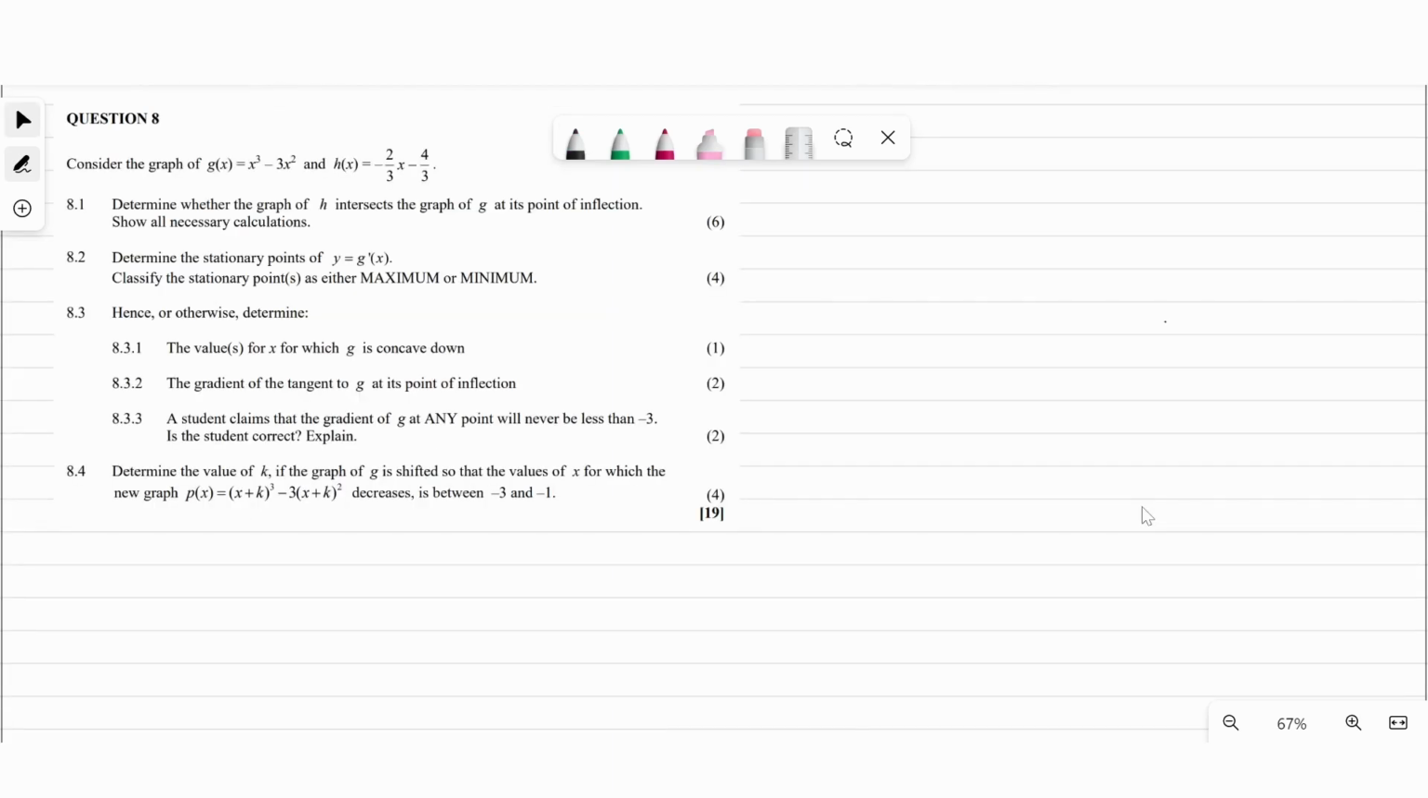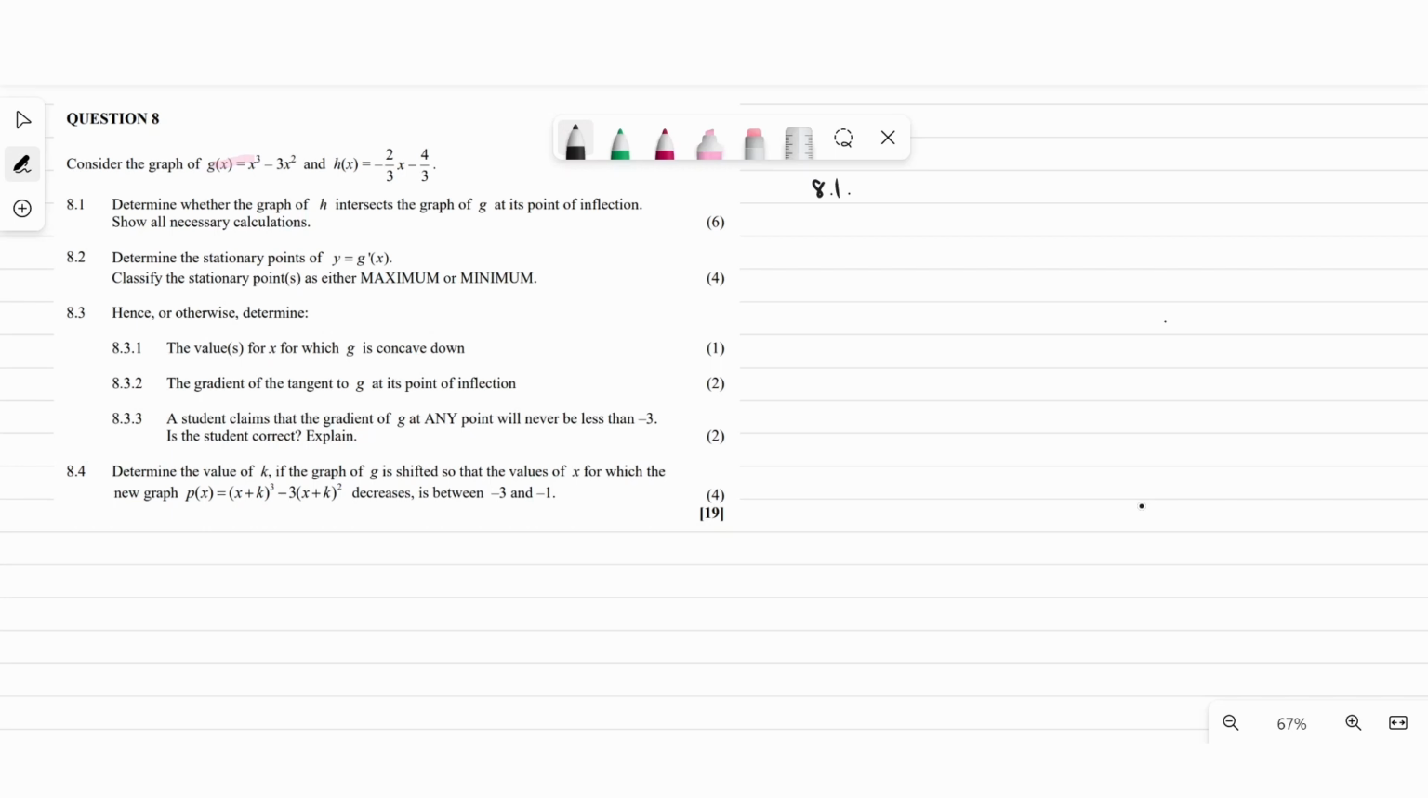So now let's move on to question 8. It says consider the graph g of x. Then they give you a cubic graph. Then h of x, which is equal to this one, which is a straight line, right? So the first question says determine whether the graph h intersects the graph g at its point of inflection. Then they say show all necessary calculations, right?